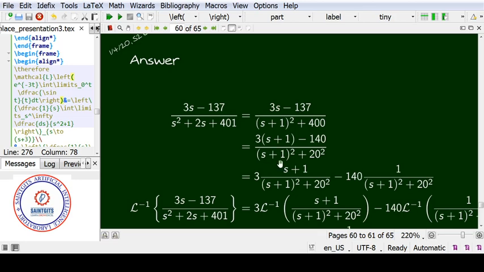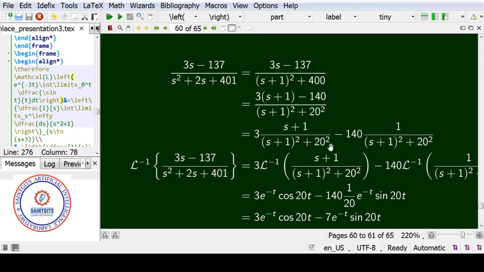So why do we take it like this? Because the denominator is not in the form of s square. It is of the form s plus 1 whole square. So we have to apply the shifting property. For that, whenever there is an s, that s should be replaced by s plus 1. That is why we make this rearrangement. Then term by term division. 3 is a constant, s plus 1 by s plus 1 whole square plus 20 square. This minus 140 is a constant, take it outside, 1 by s plus 1 whole square plus 20 square.